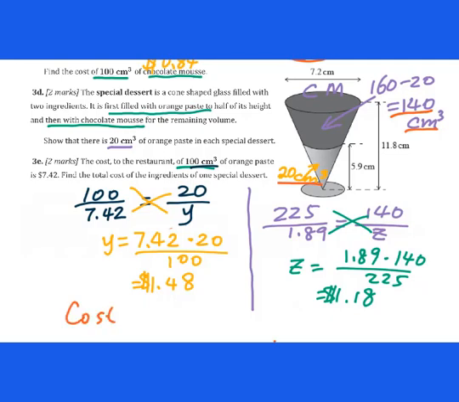So total cost, you will get 1.48 plus 1.18. That is $2.66.